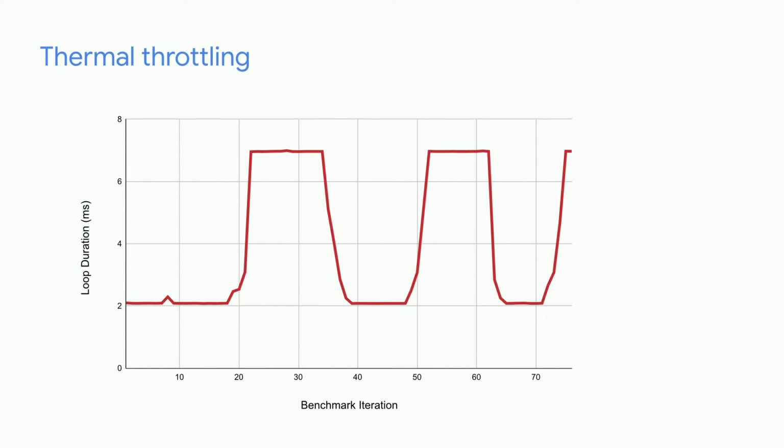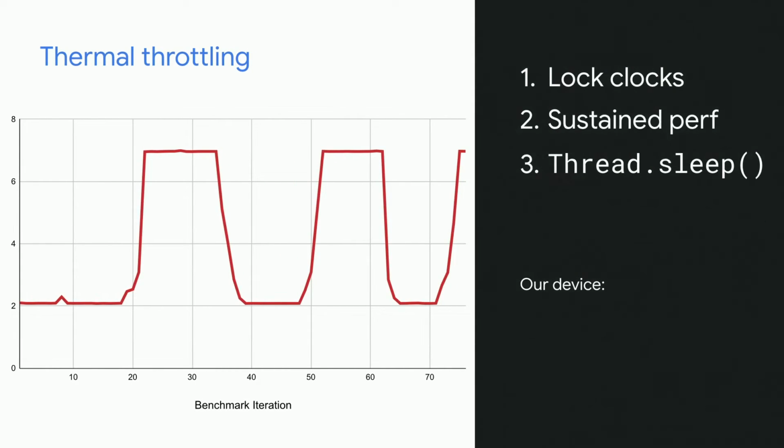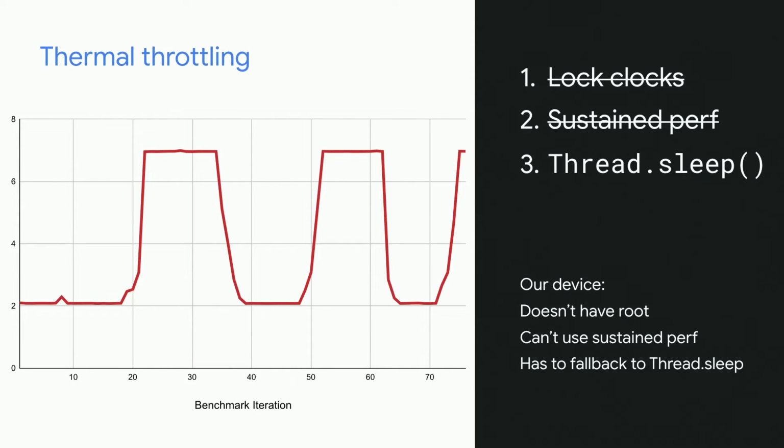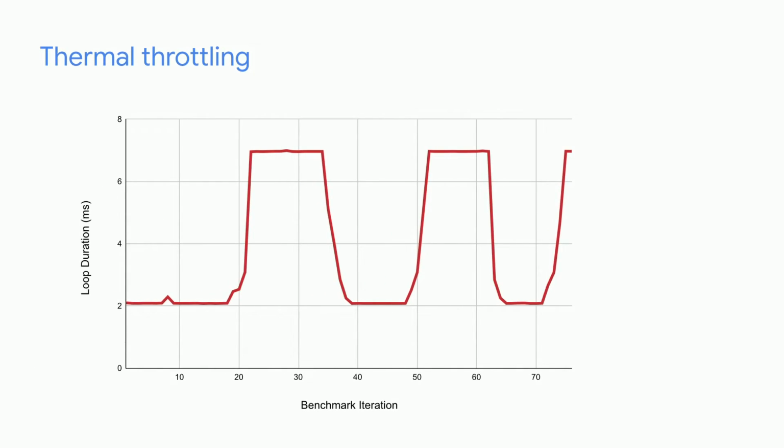So we saw in the previous slide how performance was oscillating all over the place and we couldn't get stable numbers out of this. Well, in this particular case, our device doesn't have root, so we can't use lock clocks. It can't use sustained performance mode, not available, okay, can't use that. So we have to fall back on thread.sleep. Let's see how that actually performs in this graph. That is a lot better.